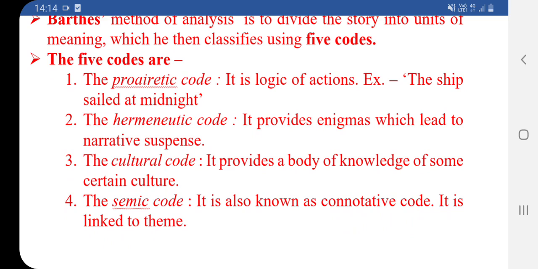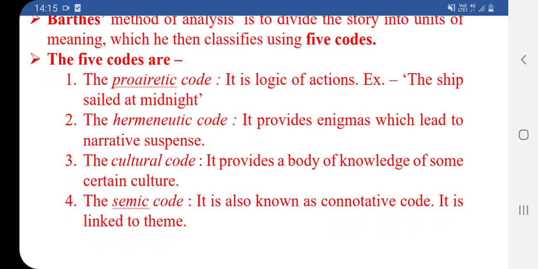So the first code is the logic of action, and the name of the code is proairetic code. Through the use of this code, the story writer or the novelist often denotes a particular action or event. I have given a particular example: the ship sailed at midnight. Through this sentence, we simply mean some action, that the ship has sailed away.